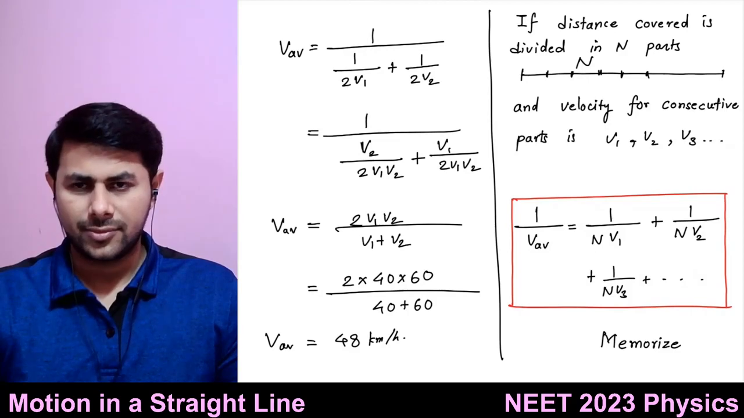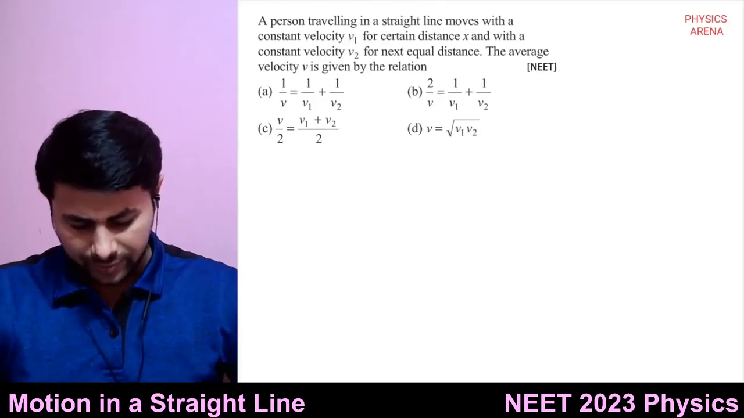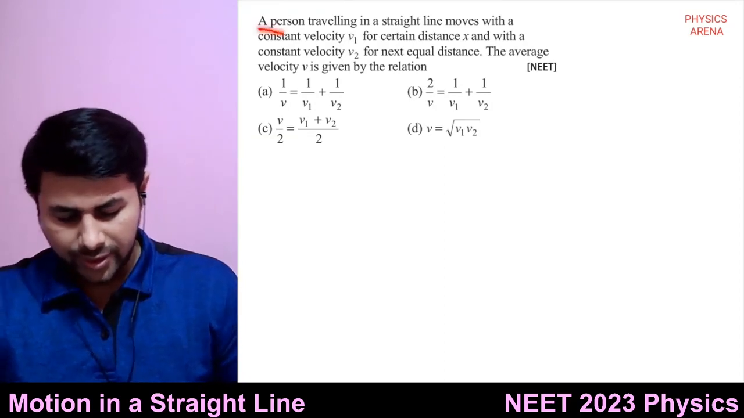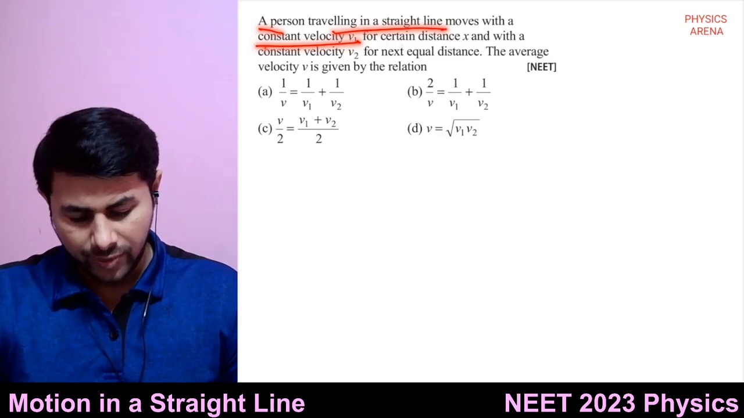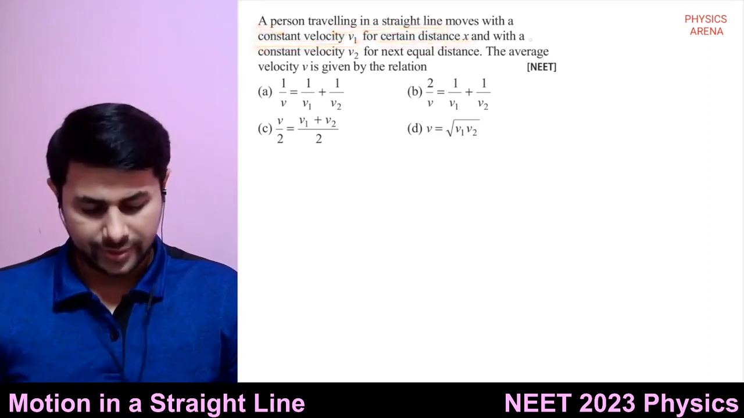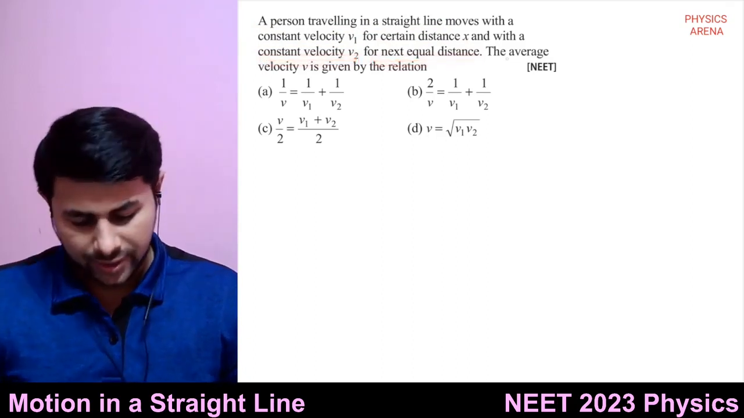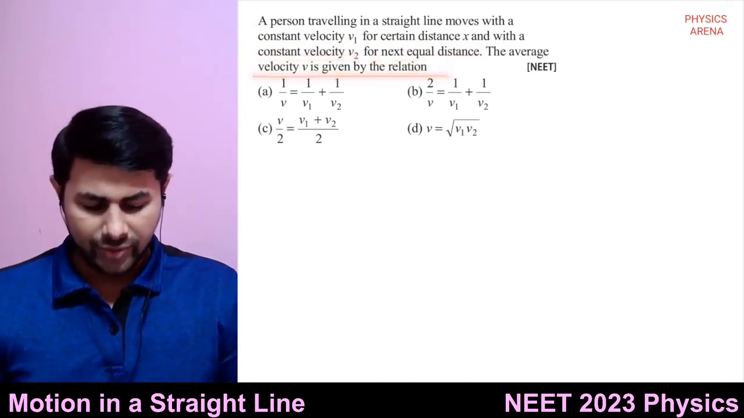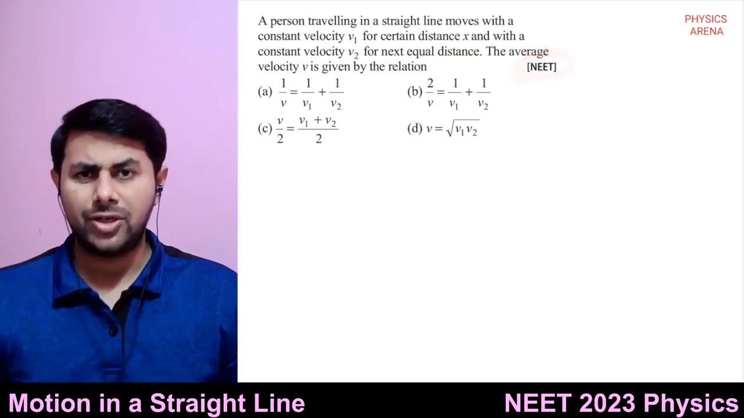Okay, so let's move on to the next problem. A person traveling in a straight line moves with a constant velocity v1 for a certain distance x, with constant velocity v2 for the next equal distance. Then the average velocity v is given by the relation, and this is from the NEET, I guess 2020.